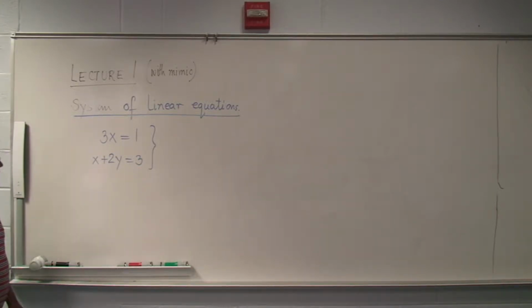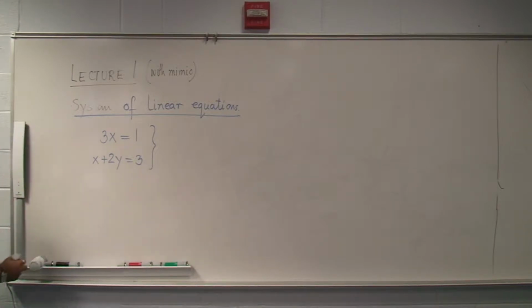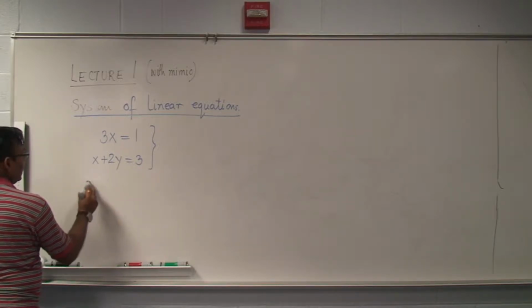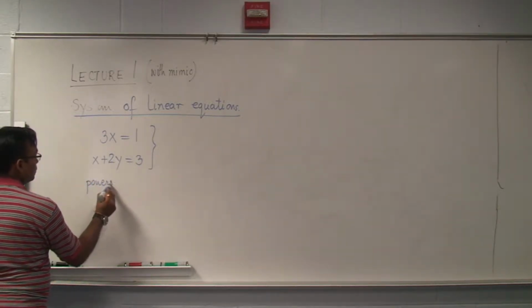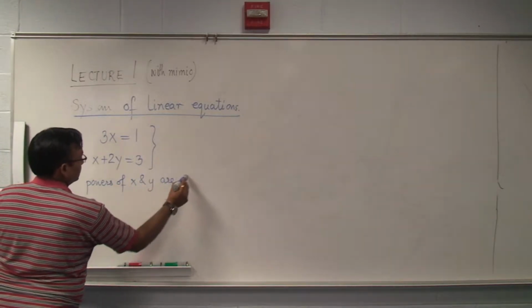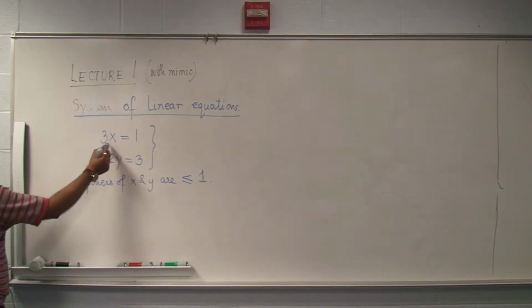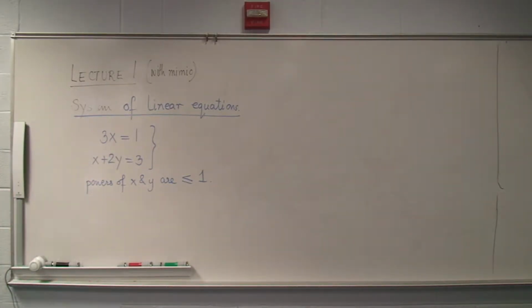And the reason we call them linear is that the variables appearing in these equations, x and y, are both being raised to the first power. So the powers of x and y are less than or equal to 1. For example, there is no y in the first equation, so the power of y is 0. And in the second equation, both x and y appear with powers 1.